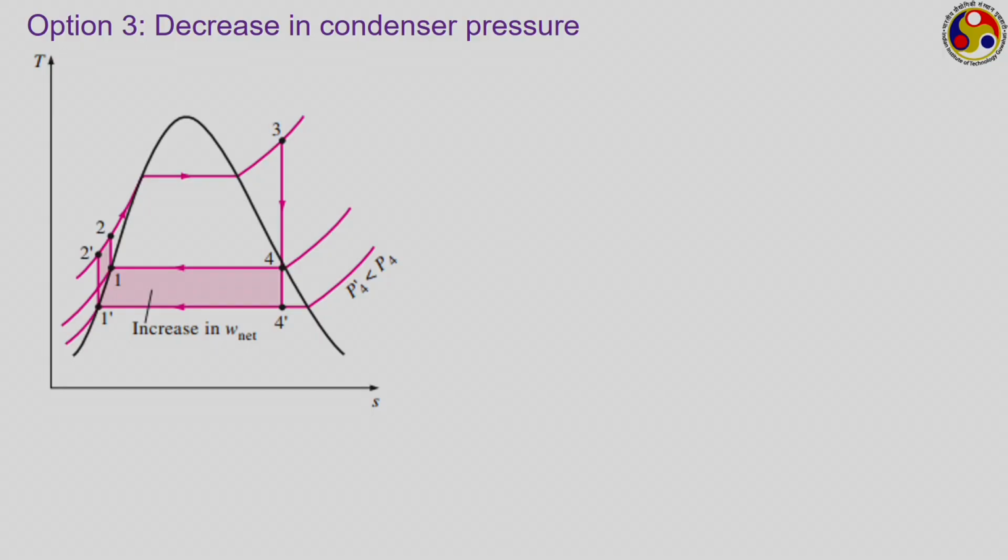The third option is on the condenser side. Here again we are going for 2 cycles, 1, 2, 3, 4, 1, and the second cycle is 1, 2 prime, 3, 4 prime, 1 prime.